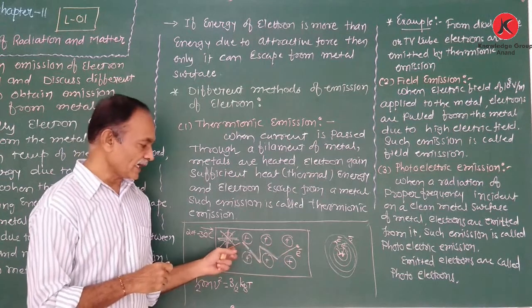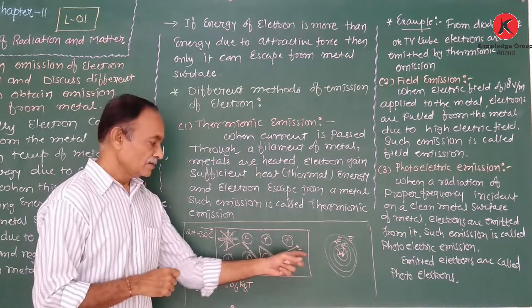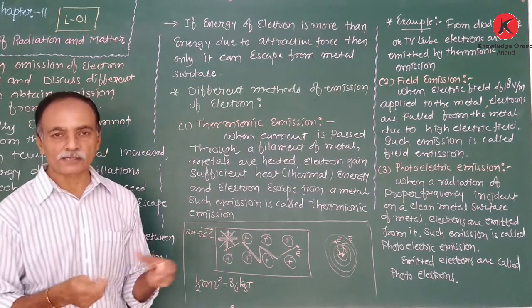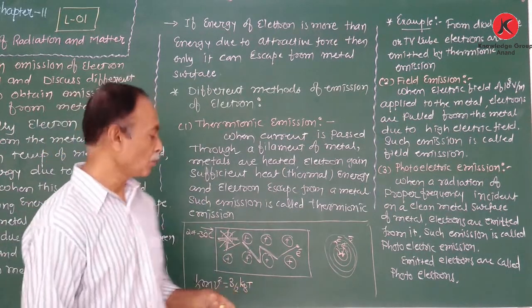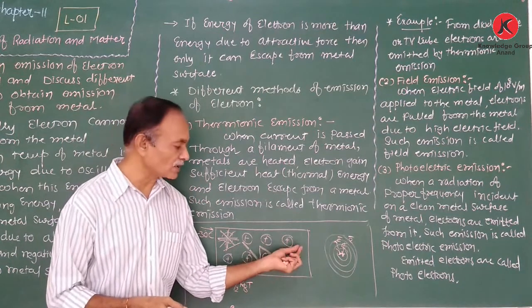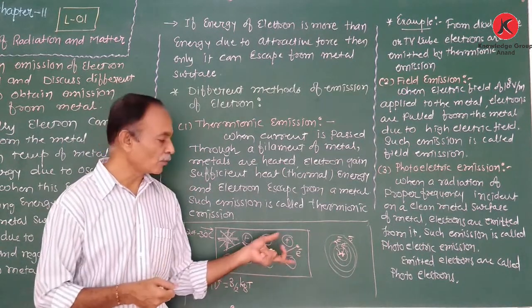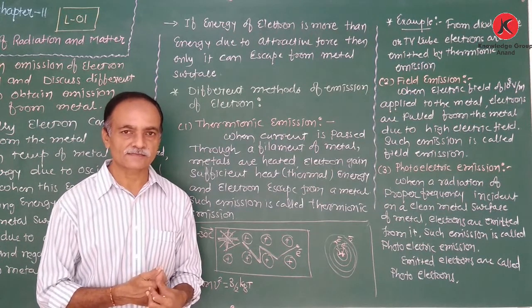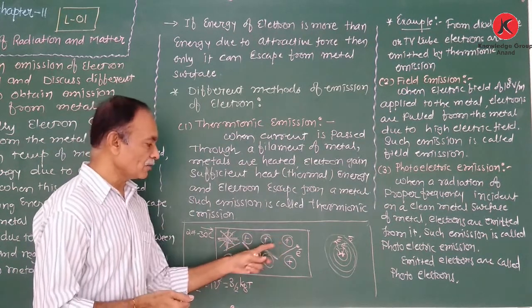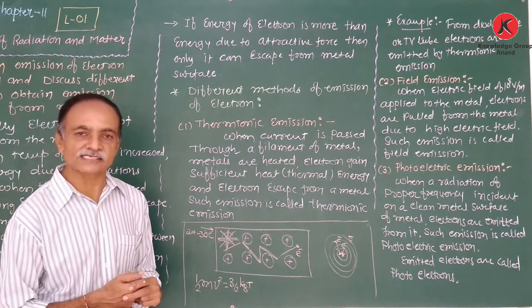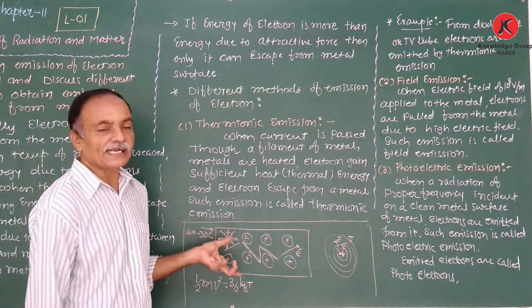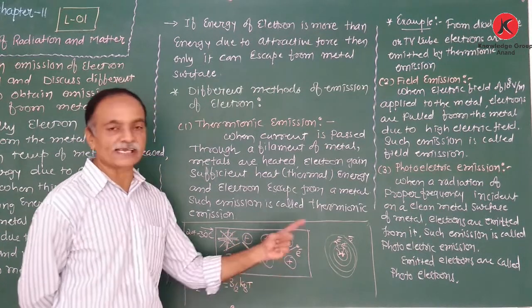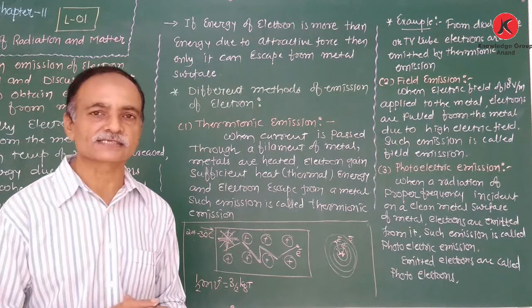Here the electrons are moving in the space between the two positive ions. Therefore, the force of attraction also acts on this moving electron from the oscillating positive ions. When the temperature of this metallic surface increases, the kinetic energy of the oscillating positive ions also increases, and the kinetic energy of the electron also increases.